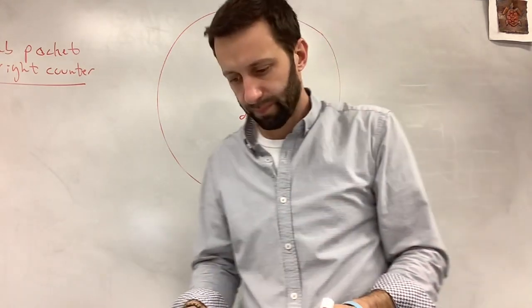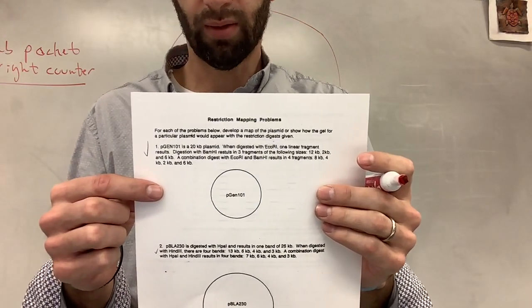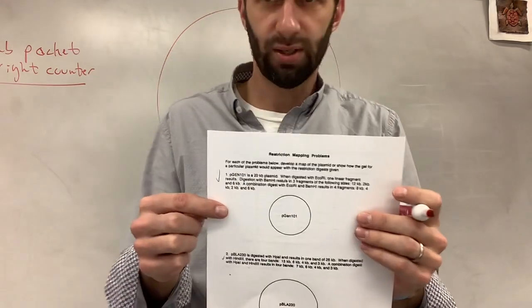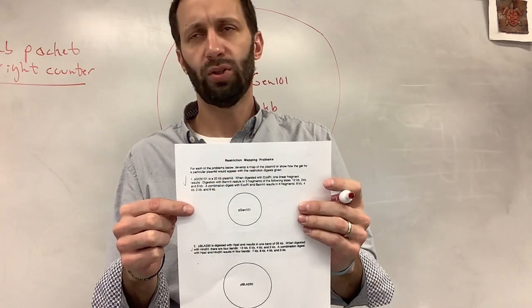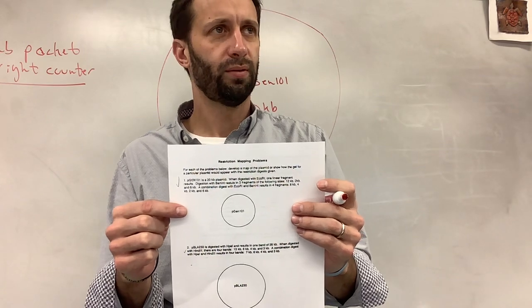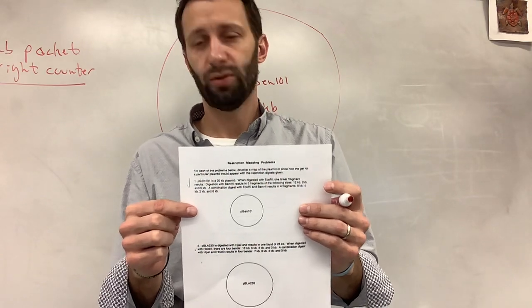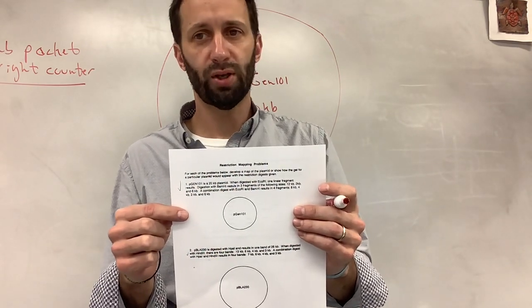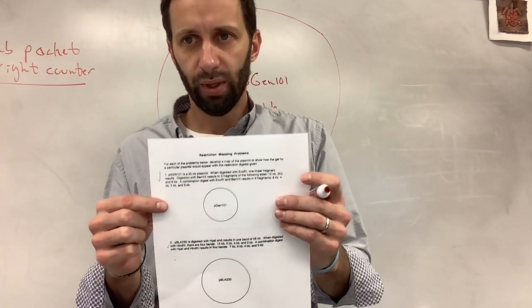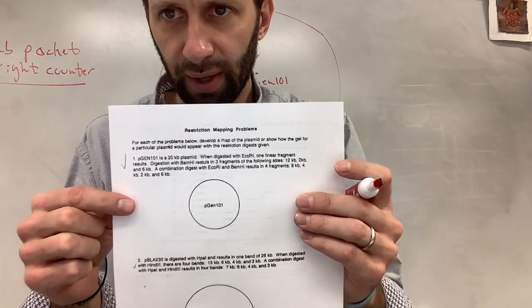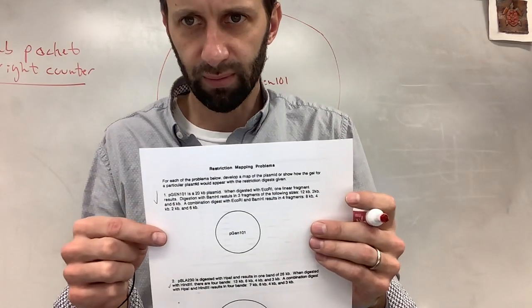Keep going, Walker. When digested with EcoRI, one linear fragment results. Okay, let's break that down. What does it mean when it says digested? Not digestion like in your bodies. More specific: when it's cut with a restriction enzyme. Good. When we're talking about plasmid mapping, digested means cut with the restriction enzyme. So when it's cut with EcoRI, that's a restriction enzyme from E. coli that scientists have taken and used.